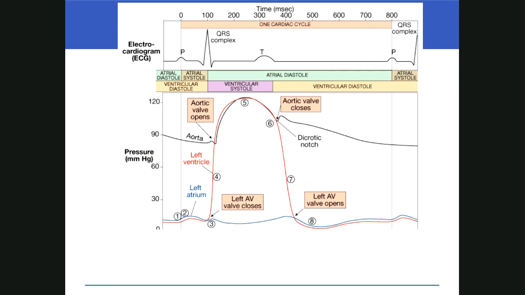There's one more little thing right here, and that is this thing right here. It looks like a big bump, a jump up, sort of. It's called the dicrotic notch. So the dicrotic notch is this little thing right here where you have this dip and then a jump back up.